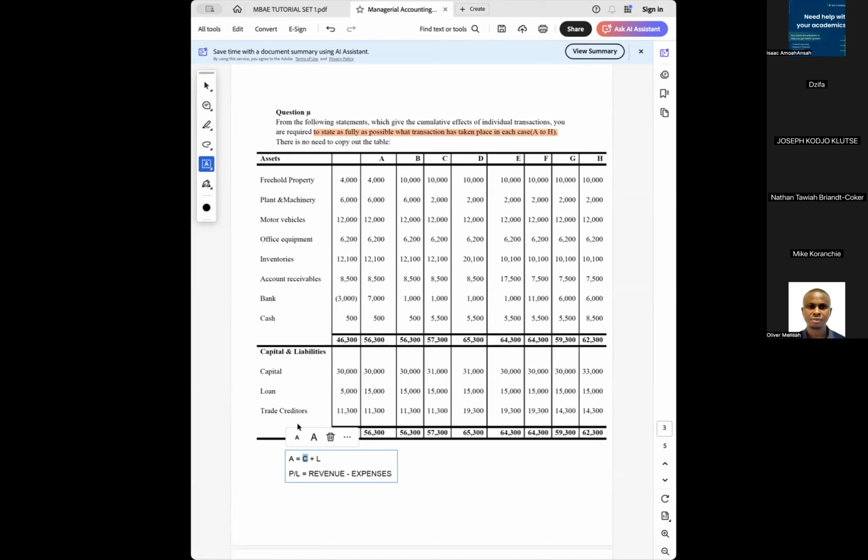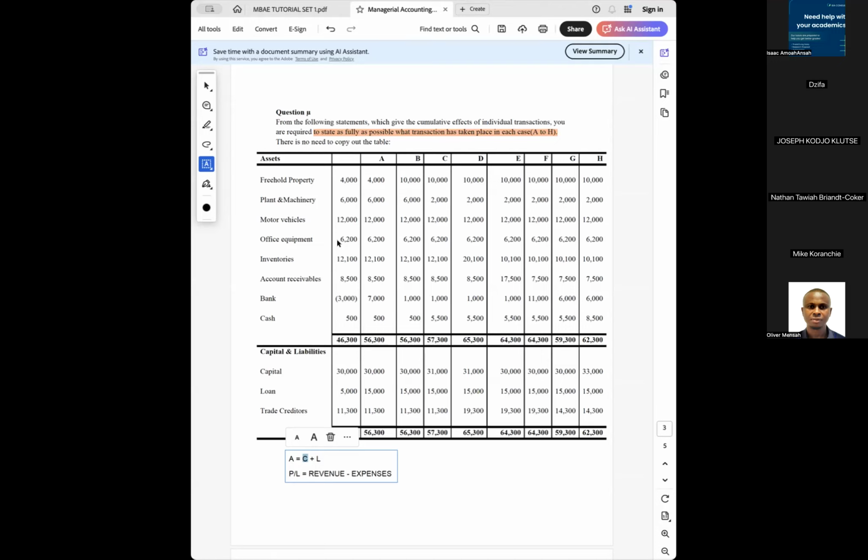All right. We can also discuss these elements: freehold property, plant and machinery, motor vehicle, office equipment. These are properties. They can only increase when the business buys a new one, right? If a business buys a new one of these elements, they are likely to see a rise. If the owner also makes a contribution in any form of these elements, so if an owner brings in capital in the form of freehold property, then freehold property will increase.